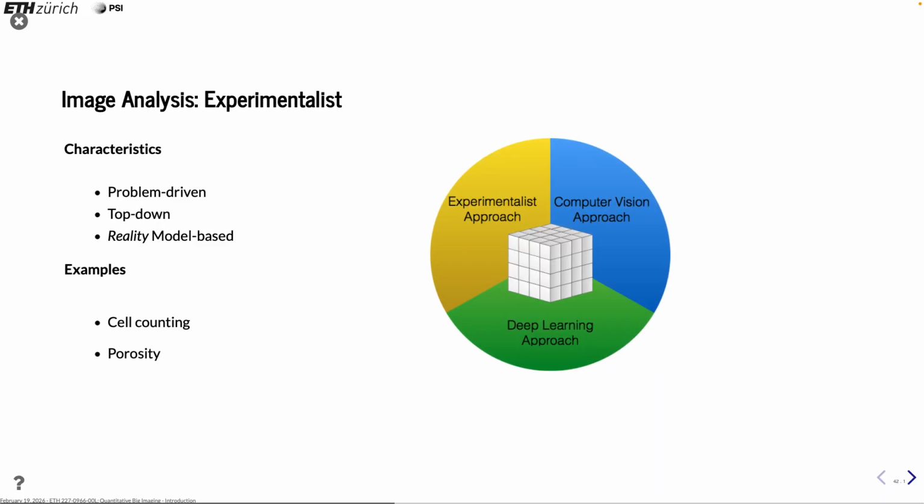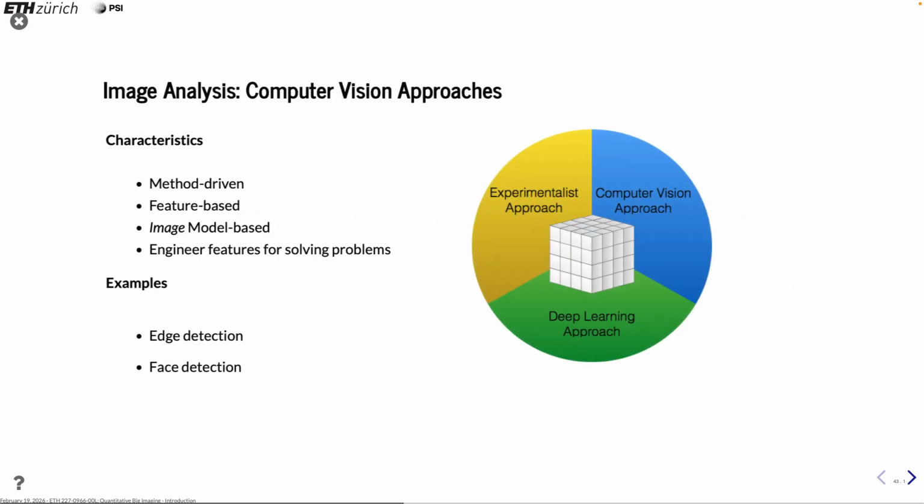If you go as an experimentalist, you look at the characteristics like problem-driven, you do it top-down, and often you have a reality-based model for how things appear in the images. So examples would be cell counting, porosity, and metrics like that you're going for.